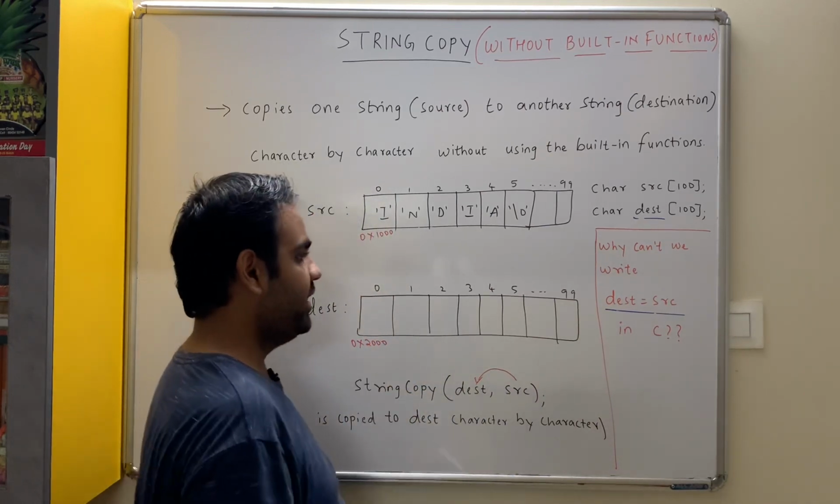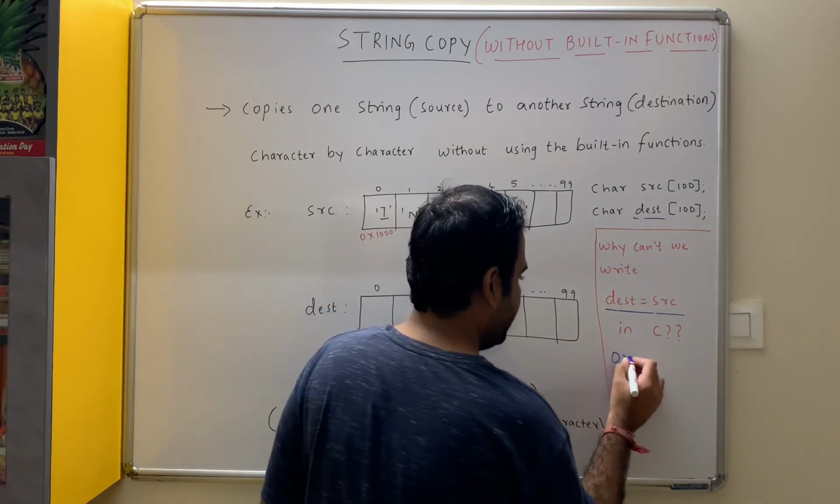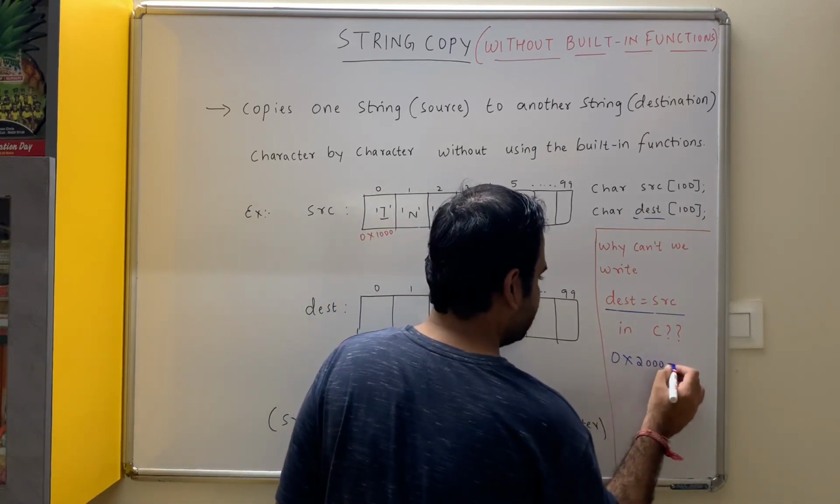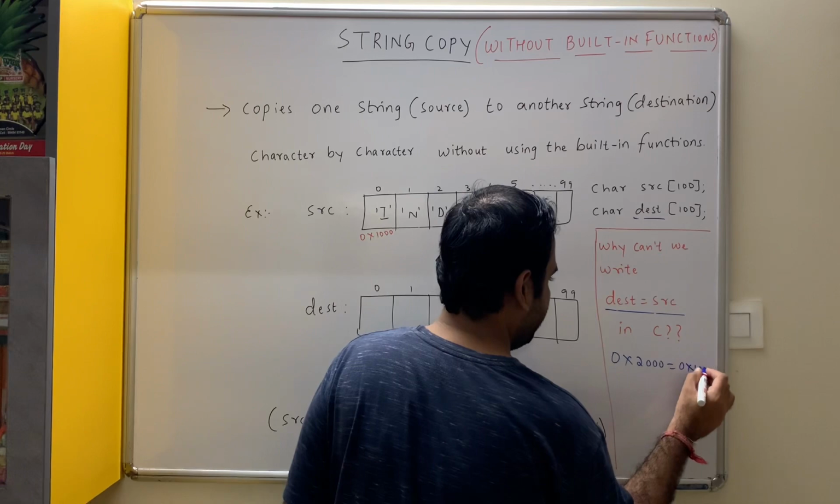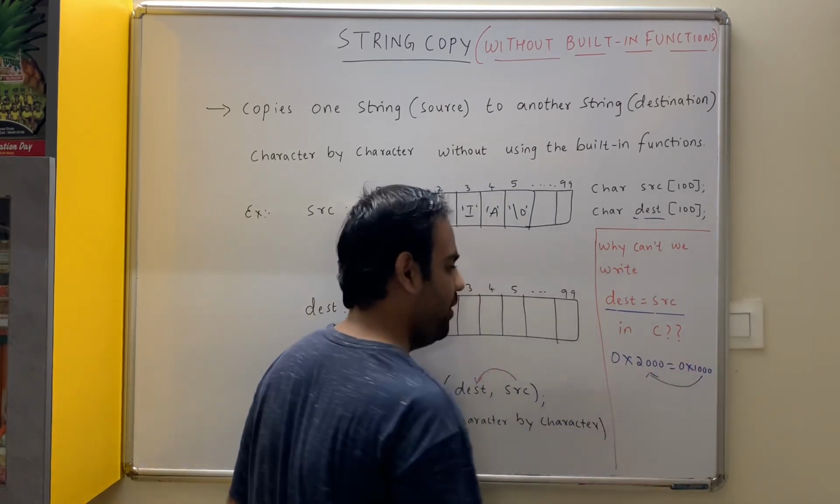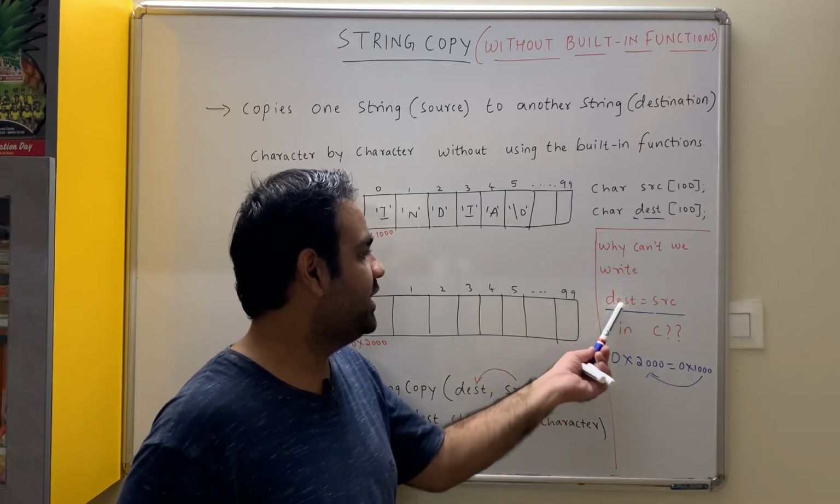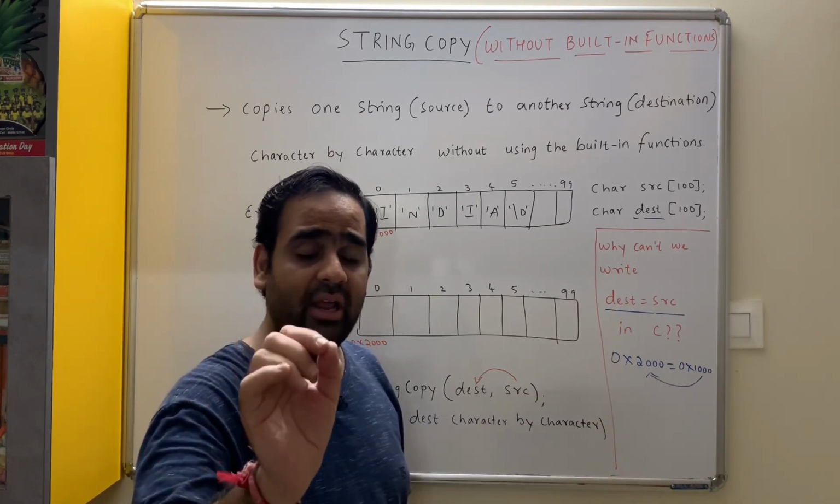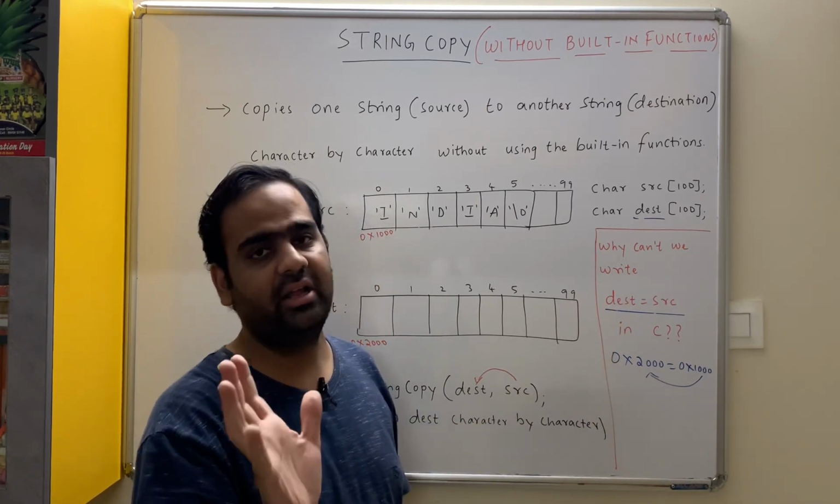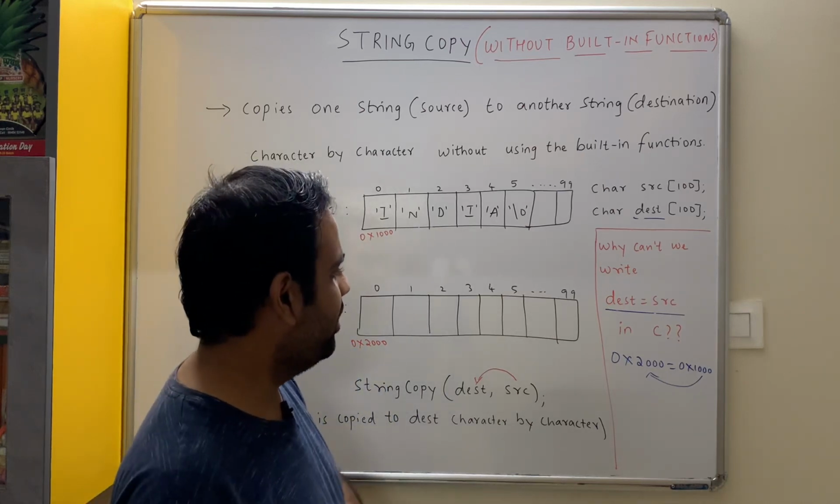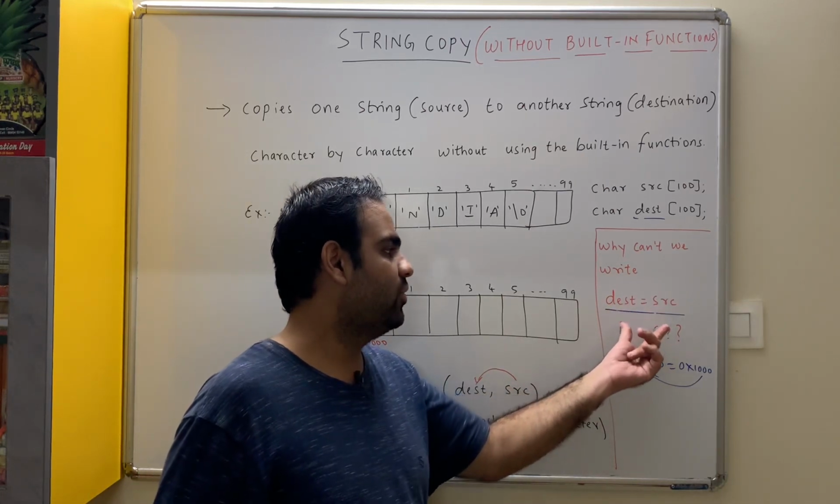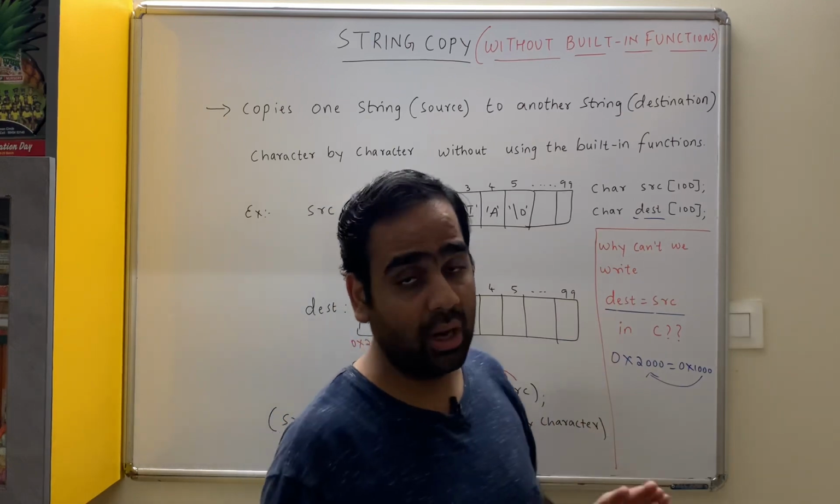Assume that the starting address is 2000. You are saying 2000 is equal to 1000. This is not possible. In C you cannot have constants on the LHS of an assignment. And destination is an array name, and the array name gives the starting address or the base address. Hence we cannot write destination equal to source in the C programming language.